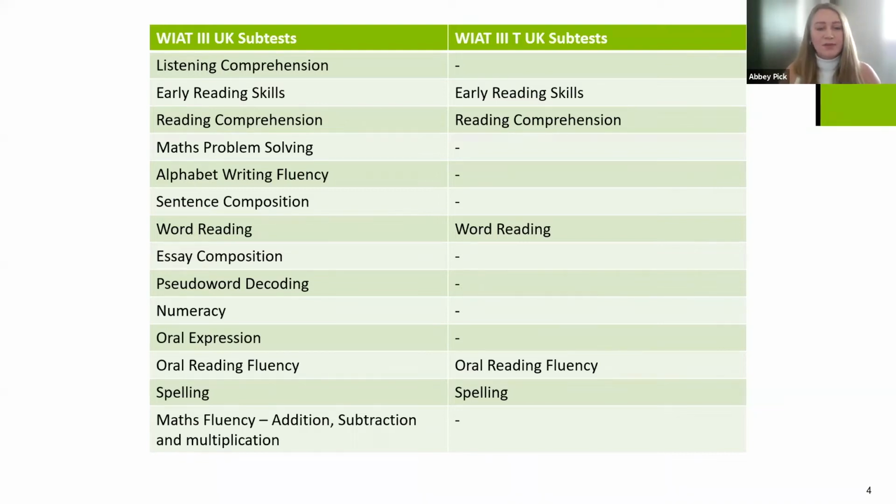For sentence composition, the subtest contains two different components. So we've got sentence combining and sentence building. For sentence combining, this measures sentence formulation skills and written syntactic maturity. So the student combines 2 or 3 sentences into one sentence that preserves the meaning of the original sentences.